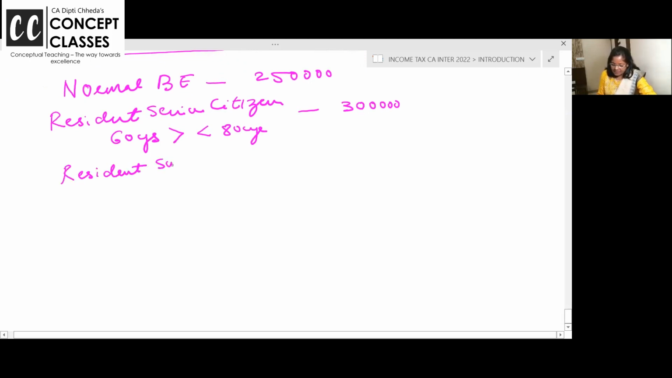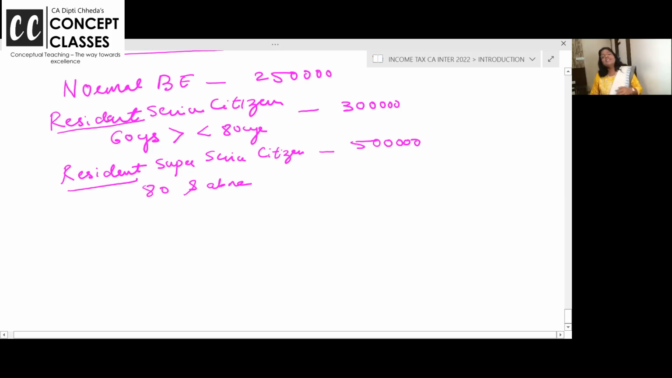Resident super senior citizen, 80 years and above. What is the basic exemption? 5 lakh. And underline the word resident. Can't say, dear student, how important this is for MCQs, fill in the blanks, true and false, objective questions. Is my voice audible, clear to all of you? Have you finished writing?